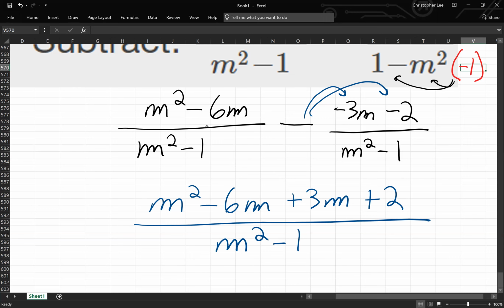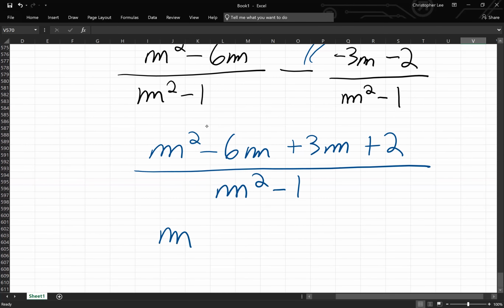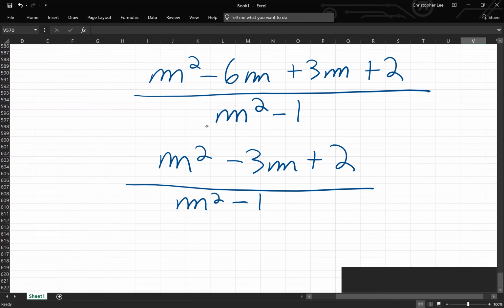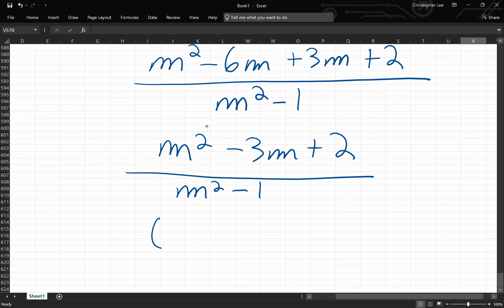Let's combine like terms. So I have m squared, negative 6 plus 3, what's that again? Negative 3m, good. Plus 2, all divided by m squared minus 1. All right, let's factor this real quick. So I have m squared minus 3m plus 2. This is m and m. I need two numbers that multiply to positive 2 and add up to negative 3. What are they? Negative 2 and negative 1.